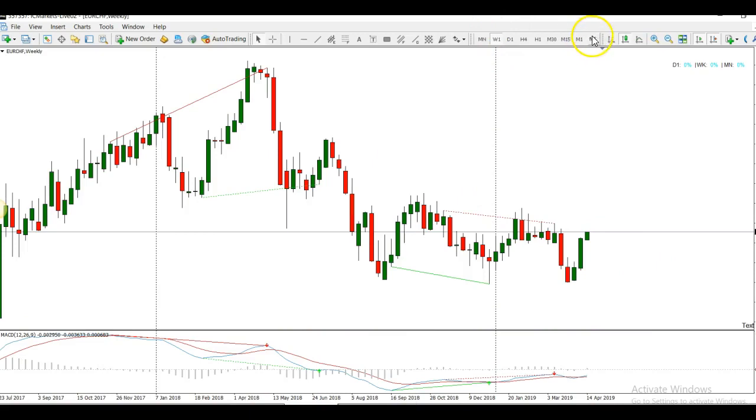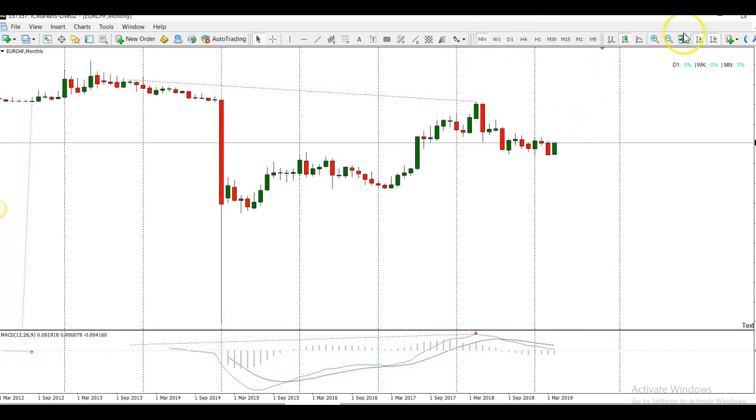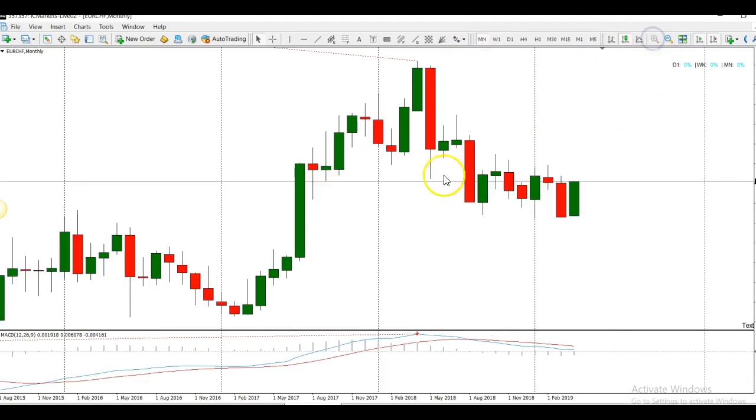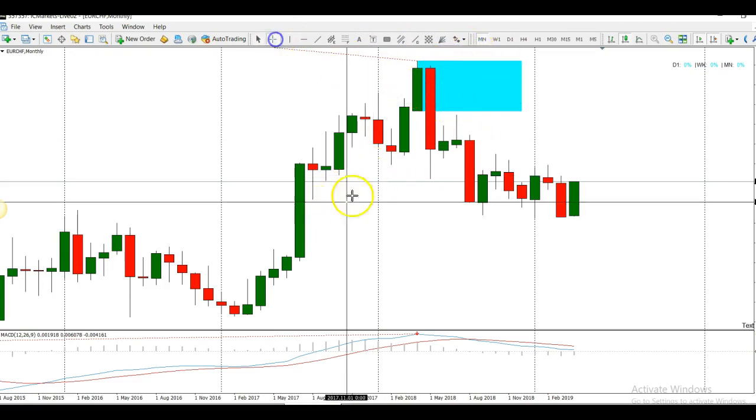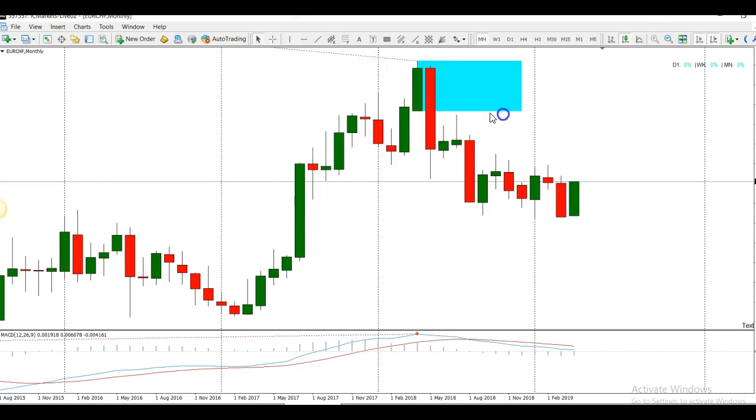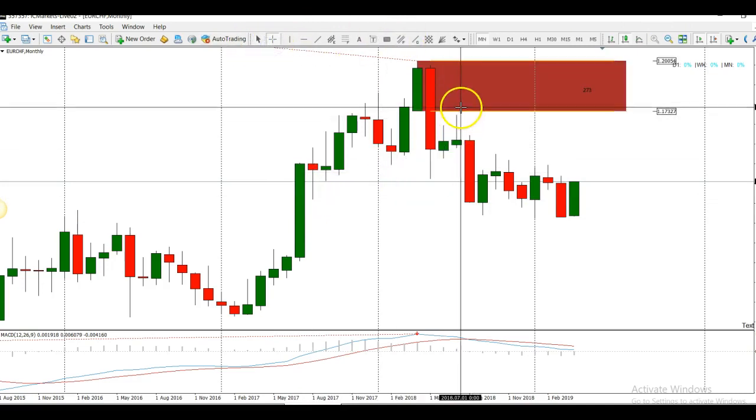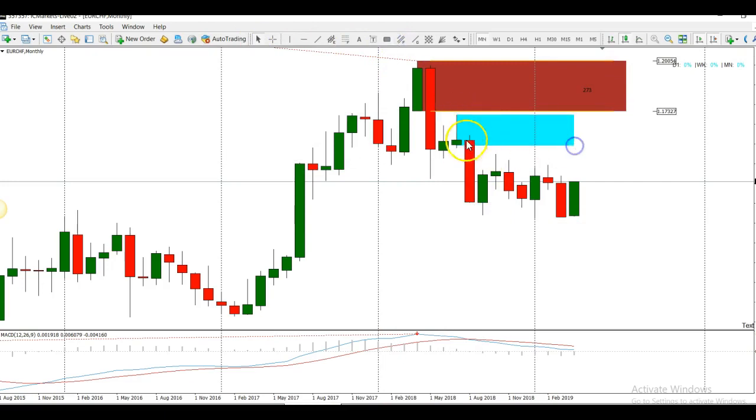Okay, Euro Swiss franc. Okay, let's have a look at it. Okay, Euro Swiss franc. I'll have to zoom in a bit here to look at the zones. You can see one here. It's caused the break of this trend line here, which is a zone. See, price come back up, tested it, caused a new low. This is another zone, test new low, and then kind of this one here where it is now.